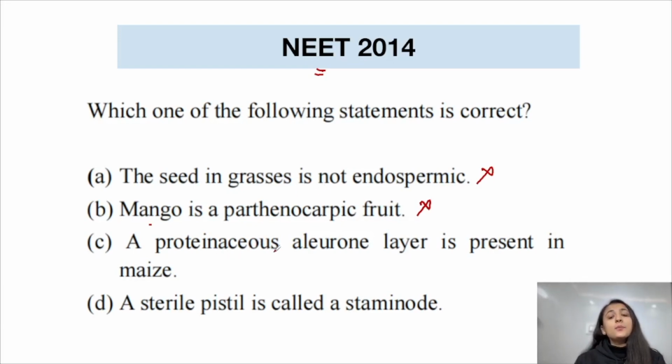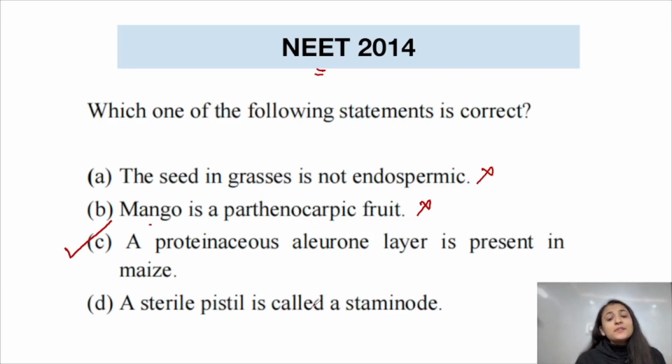Option C is saying a proteinaceous aleurone layer is present in maize. Yes, this option is correct. We studied in the cross section of the maize seed that the endosperm is surrounded by a proteinaceous layer, which is known as the aleurone layer, which separates the endosperm from the embryo. It is basically a boundary between these two structures.